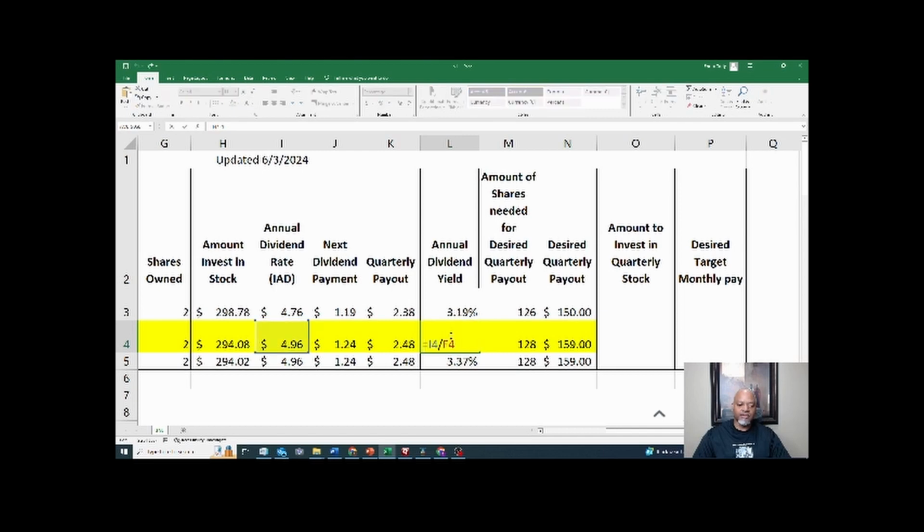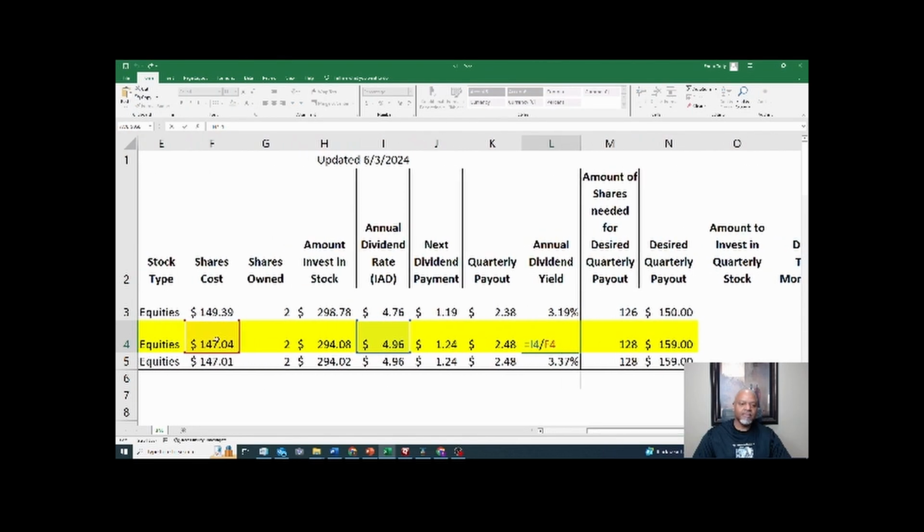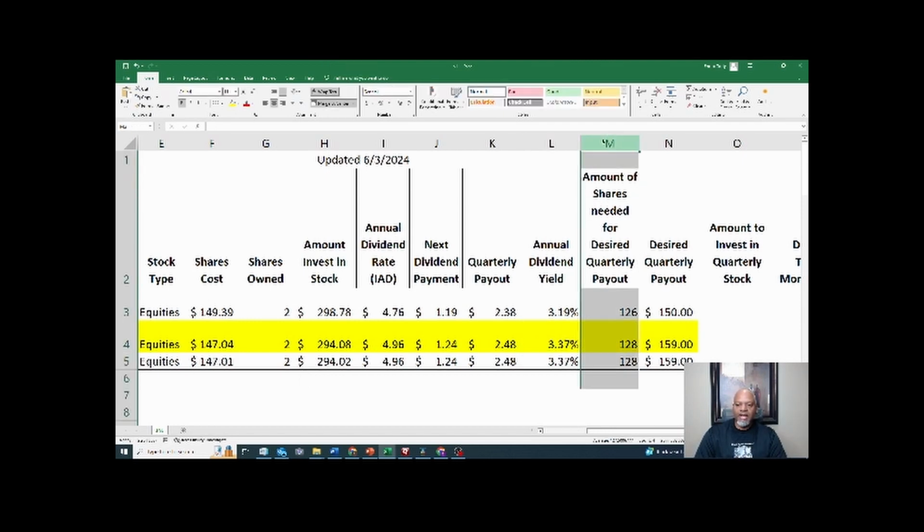Again, the annual dividend yield is the annual dividend rate divided by the share cost. So if you want to know what their yield is, like how much do they give out every year, or the percentage of how much they give out every year, that would be your annual dividend yield. This column is what I created.